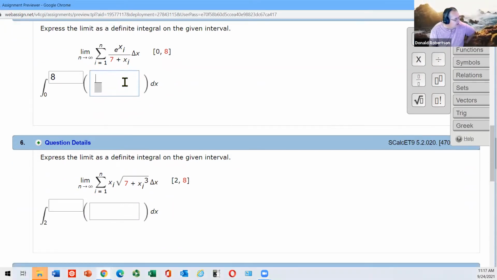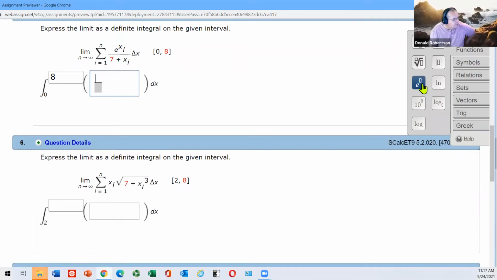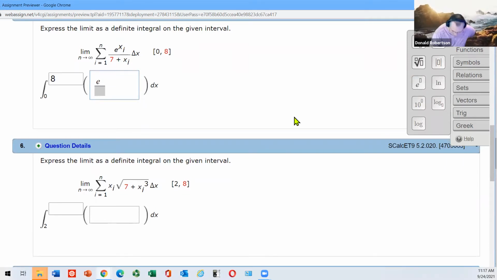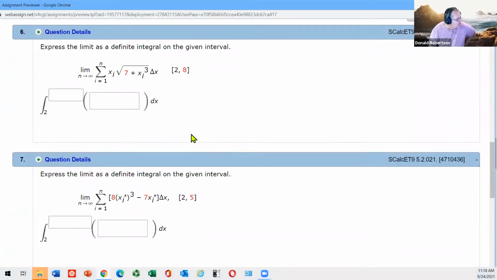Okay, so in this question here, if you click on that, you hit the fraction button. If you want to get e to the power of x_i, where the heck is that hiding? Under functions, I believe. There we go, e to the power of x. And that's that bit, and on the bottom, 7 plus x. Okay. We're cool with that question now? Okay, here's the next one.